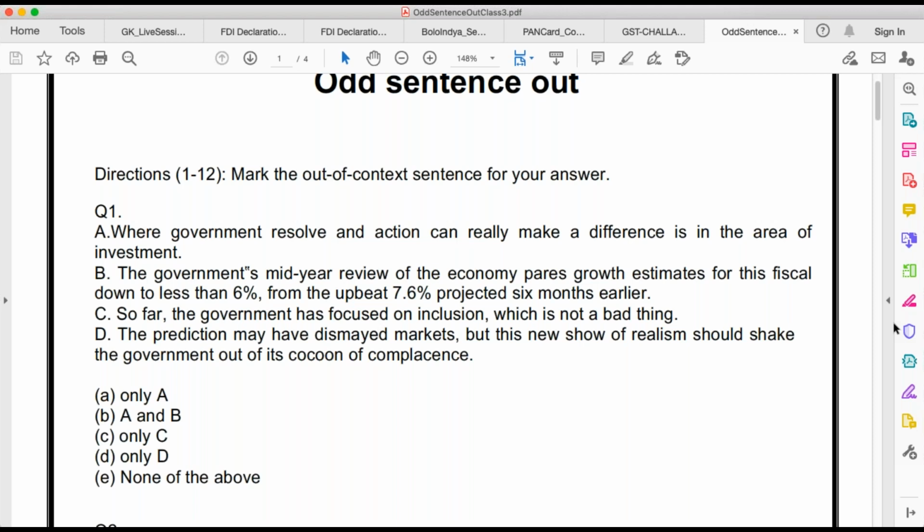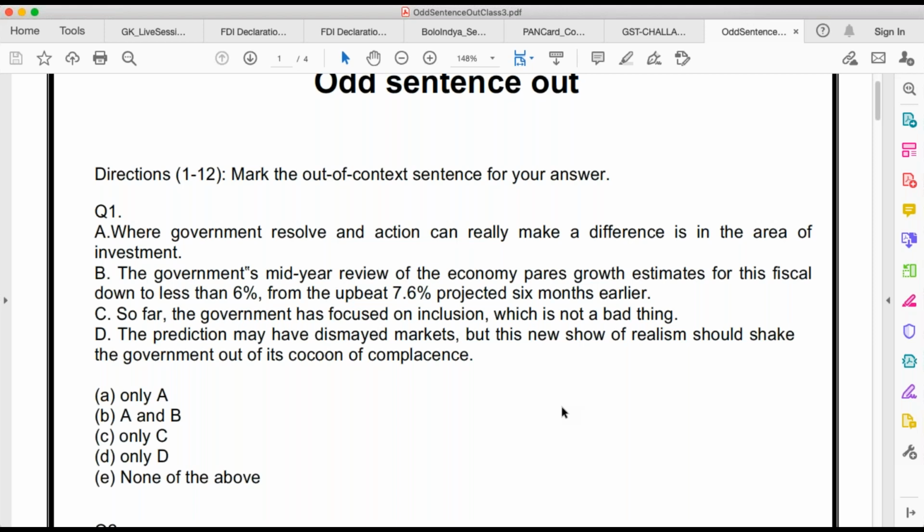Okay, so a lot of you are saying D, some people are saying A, some people are saying C. Let's first read sentence number B. The government's mid-year review of the economy pares growth estimate for the fiscal down to less than 6% from the upbeat 7.6% projected 6 months earlier. This is what sentence number B is saying. The prediction may have dismayed markets, but this new show of realism should pull the government out of its cocoon of complacency.